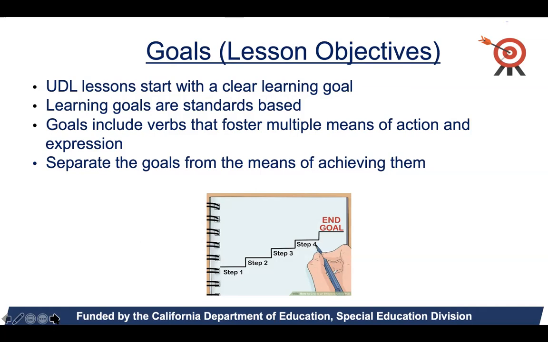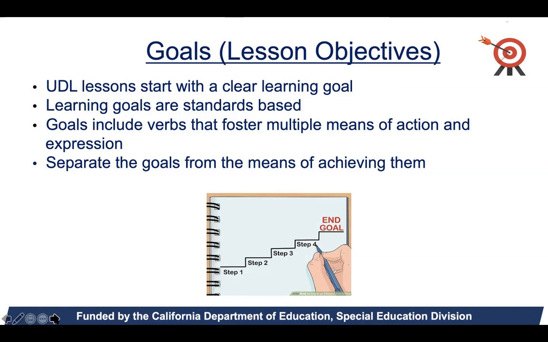Goals include verbs that foster multiple means of action and expression. So when we look at our lesson objectives, one of the main components is the verb. Every goal, every standard, every objective has a verb that students need to do something in order to understand whether or not they're moving forward to reaching that lesson objective. So we're going to talk about different types of goals, objectives, and standards, just so that we can become clear on exactly what the options are for providing students access.